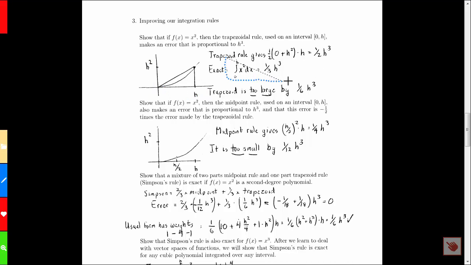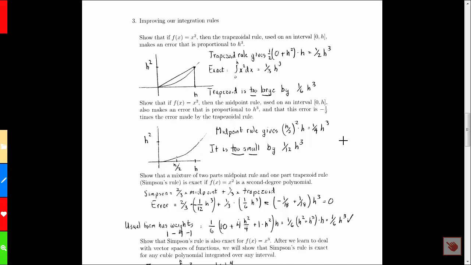The exact answer is obtained by integrating the function x squared from 0 to h. We get 1/3 h cubed, and you can see the trapezoid result is a bit too large. It's too large by 1/6 h cubed.